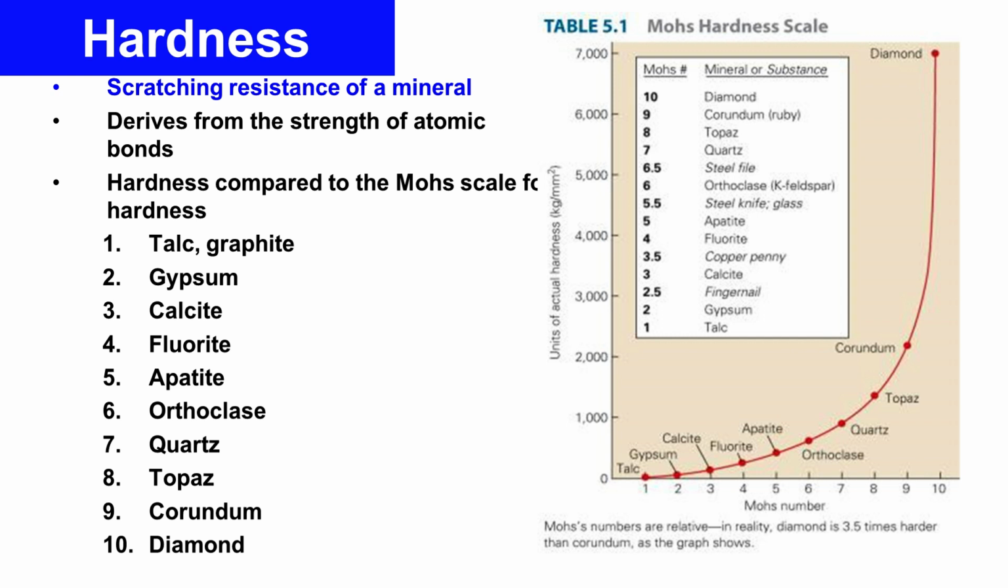For example, hardness number 1 is talc, and hardness number 2 is gypsum. This does not mean that gypsum is twice as hard as talc. It is simply that gypsum is harder than talc. Let's look at what they are. 1. Talc, graphite. 2. Gypsum. 3. Calcite. 4. Fluorite. 5. Apatite. 6. Orthoclase. 7. Quartz. 8. Topaz. 9. Corundum. 10. Diamond.